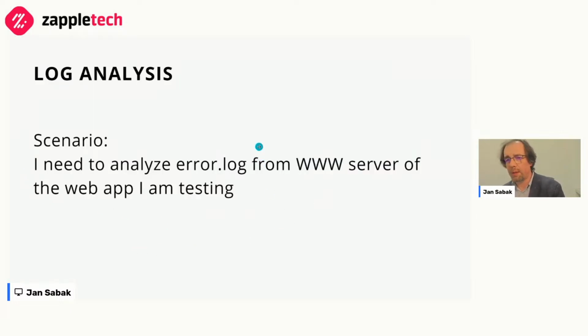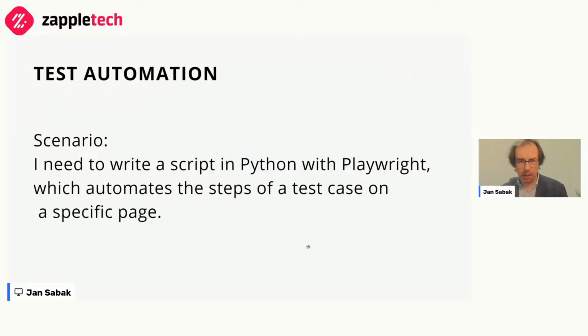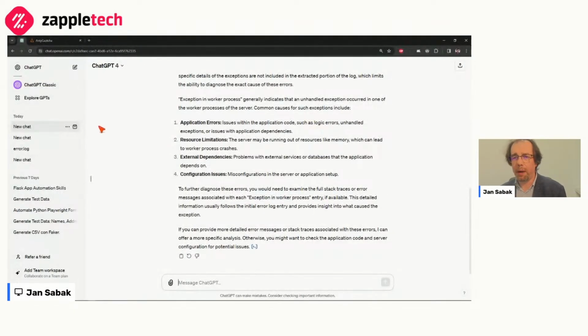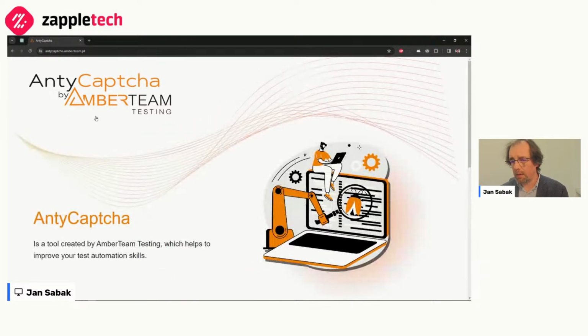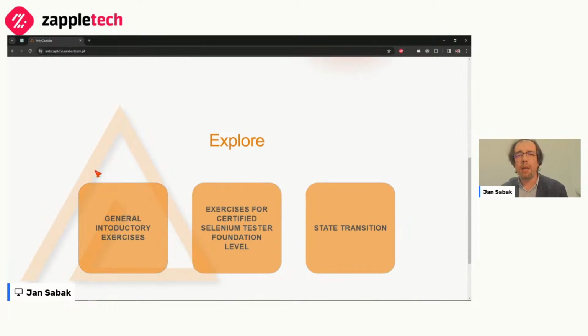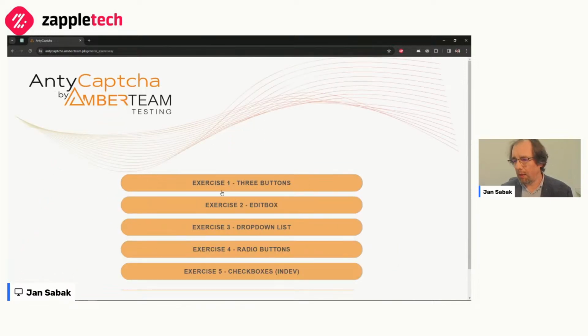Okay. I have a little bit of time, so I will show you actual test automation. ChatGPT can write test automation scripts. Let's assume that I need to write a script in Python with Playwright which automates the steps of a test case on a specific page. I have a very simple page I prepared, called anticaptcha.amberteam.pl. It has a couple of simple pages for learning test automation. Let's take one of these exercises.